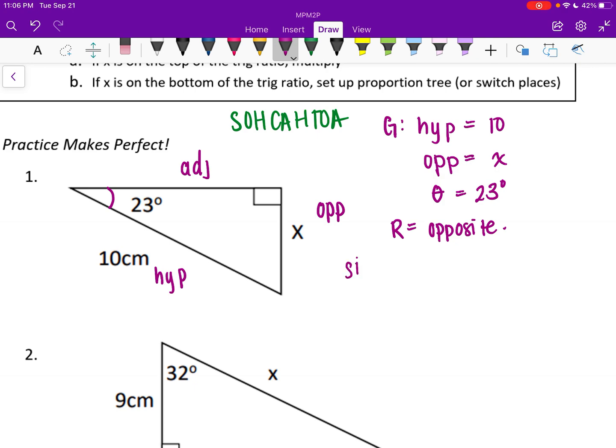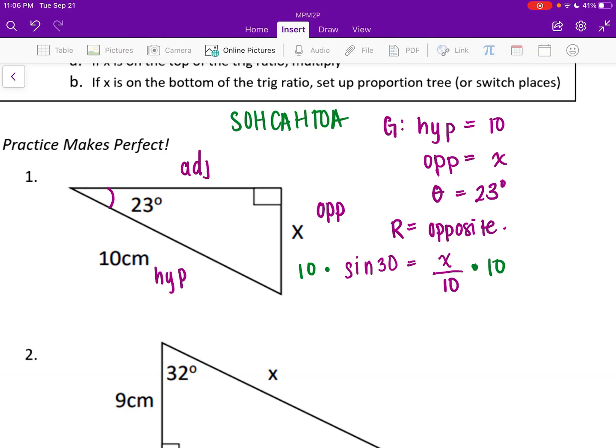Right, so sine 30 is equal to opposite, which is just x, over hypotenuse, which is going to be our 10. Now since this is x divided by 10, to get rid of the 10 on this side and get the x by itself, I'm just going to multiply by 10 on both sides. So I'm going to go into my calculator. Sine 30 times 10 is going to give us x. Let's go ahead and do that.